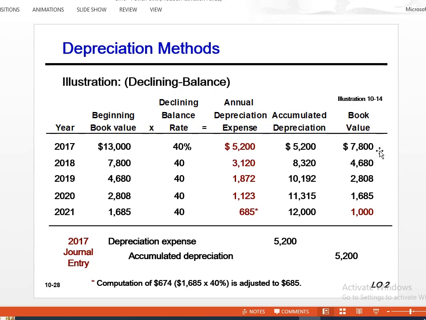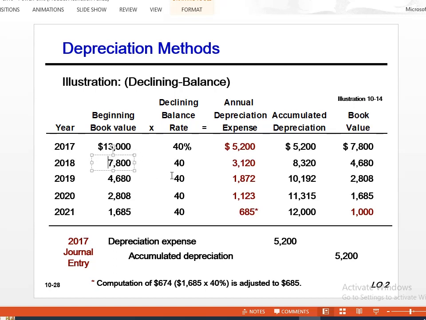Book value, cost minus accumulated depreciation. Now I will have ending book value for the first year. Cost is 13,000. Accumulated depreciation is 5,200. So 13,000 minus 5,200, I get my ending book value, 7,200. This ending book value at the end of the first year becomes beginning book value at the start of the second year.